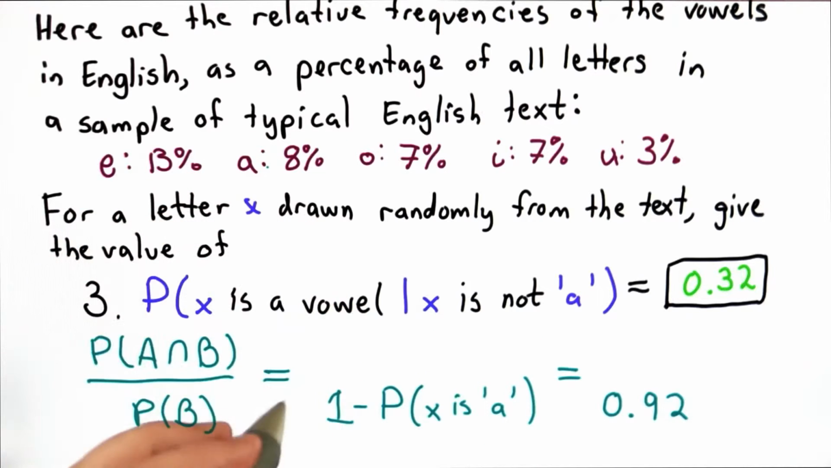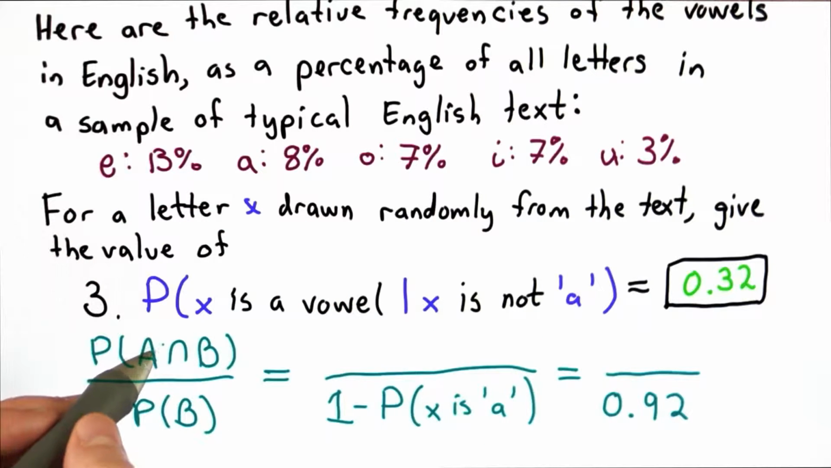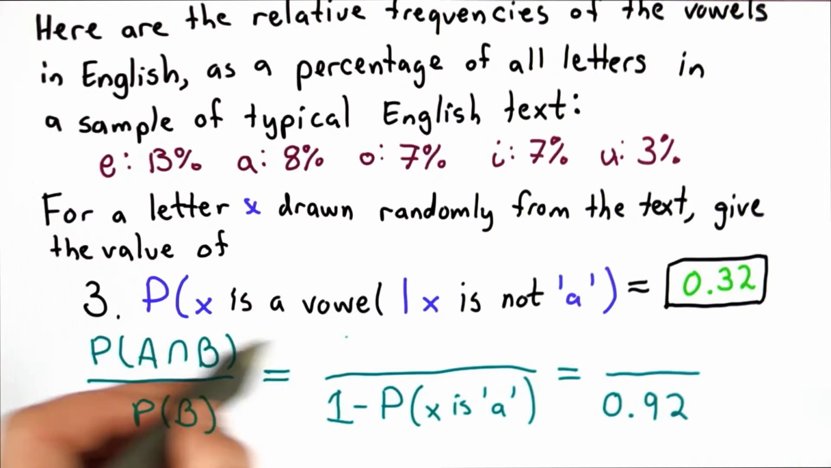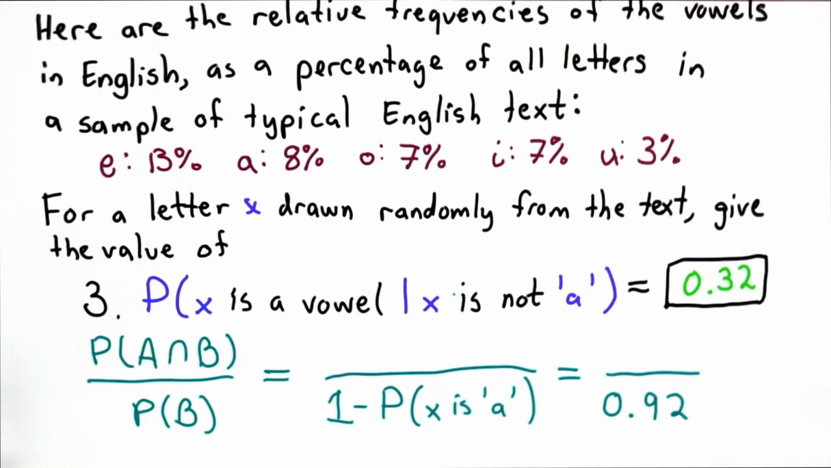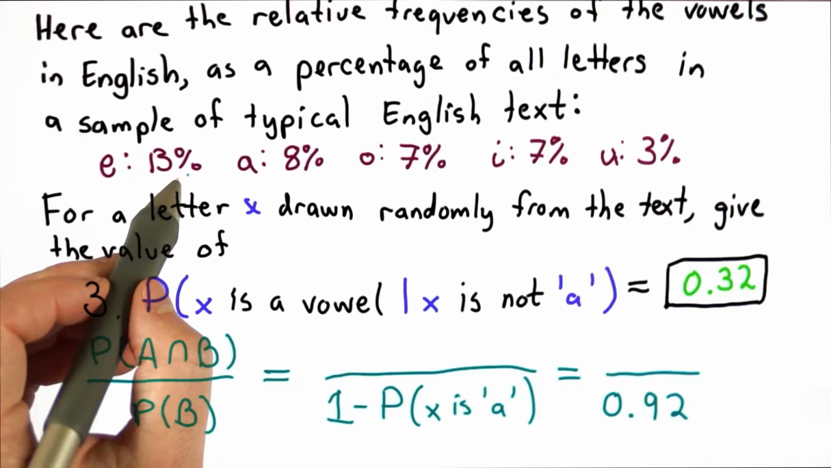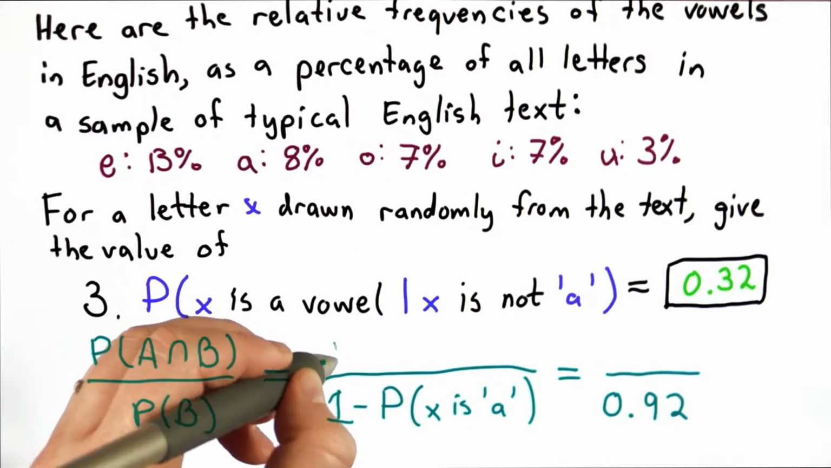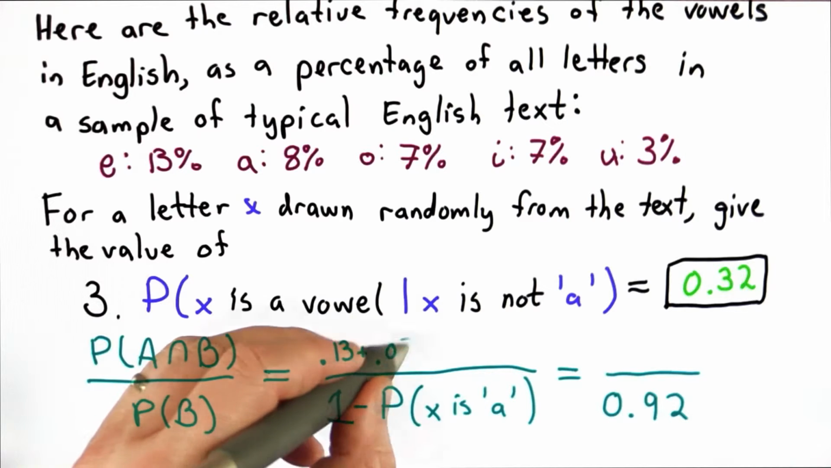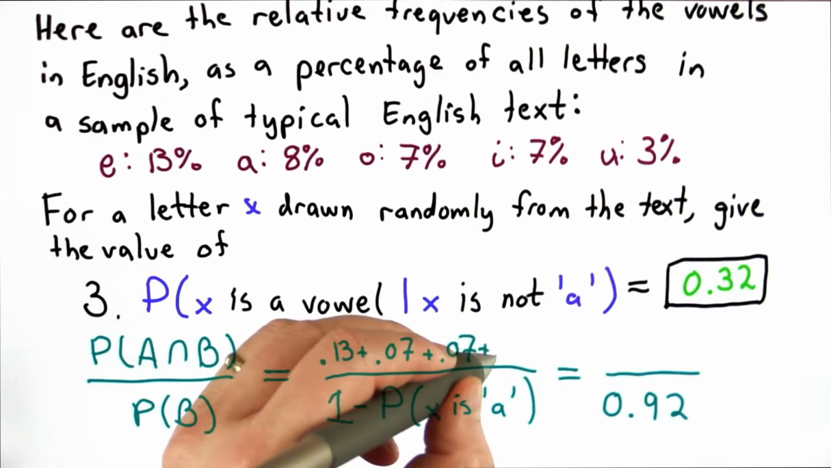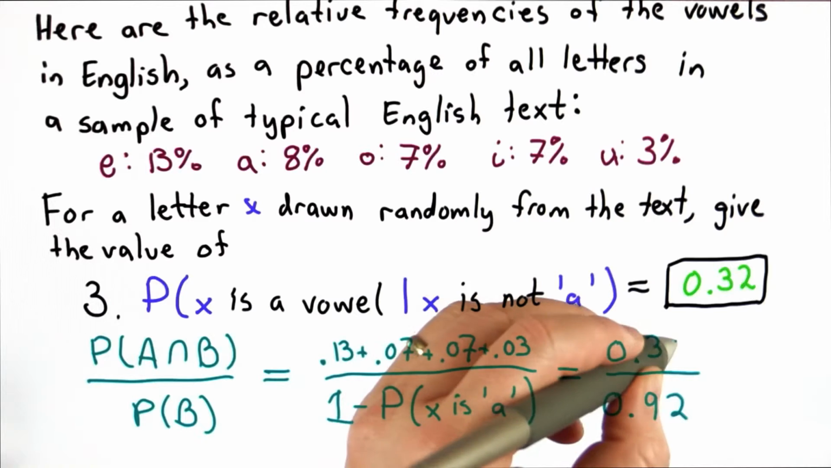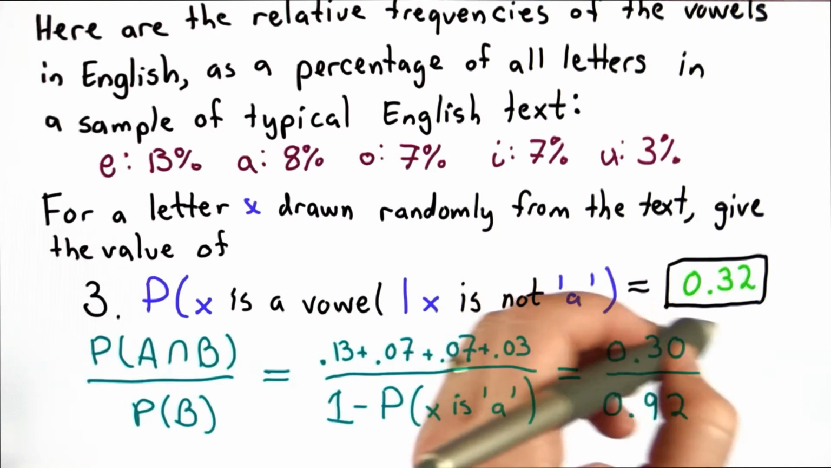is A is 8%. The intersection probability is the probability that X is a vowel intersected with the probability that X is not A. So that's the probability for all the vowels other than A, which is adding 0.13 plus 0.07 plus 0.07 plus 0.03, and there we get 0.30. And when we do the division, we get 0.32.